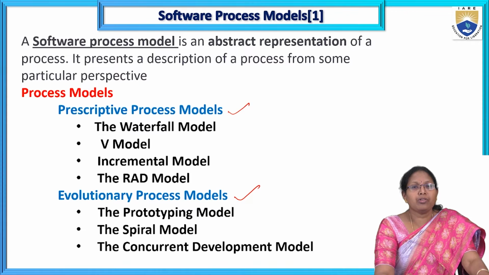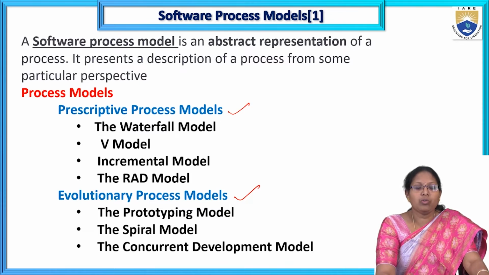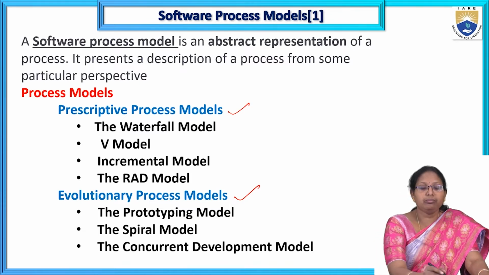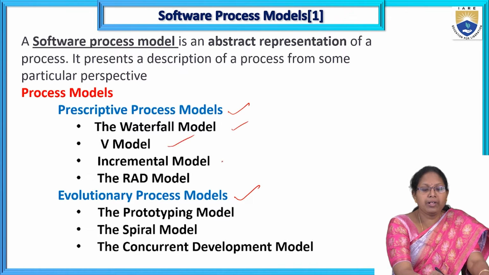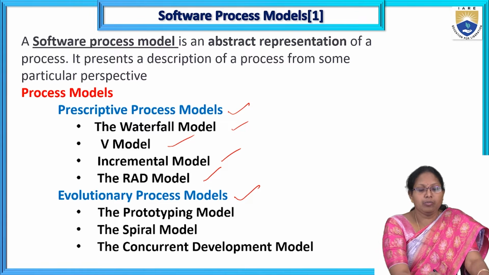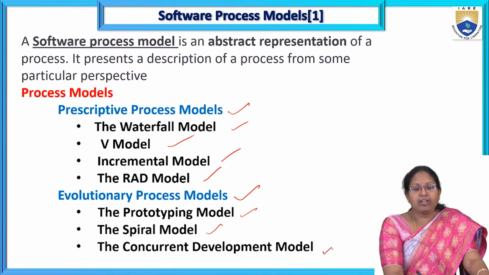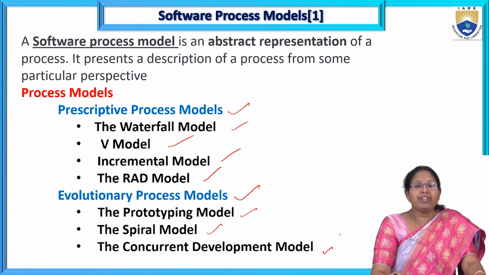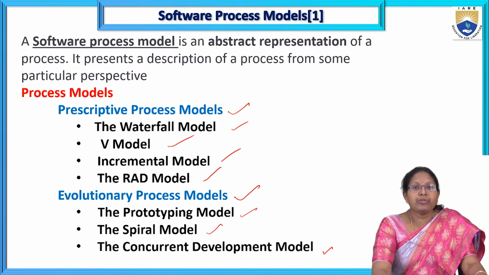The prescriptive process models contain the waterfall model, V model, incremental model, and RAD model. RAD means rapid application development model. Next, the evolutionary process models contain the prototyping model, spiral model, and concurrent development model. These are the different process models. Always, the process models give us the abstract representation of a process.